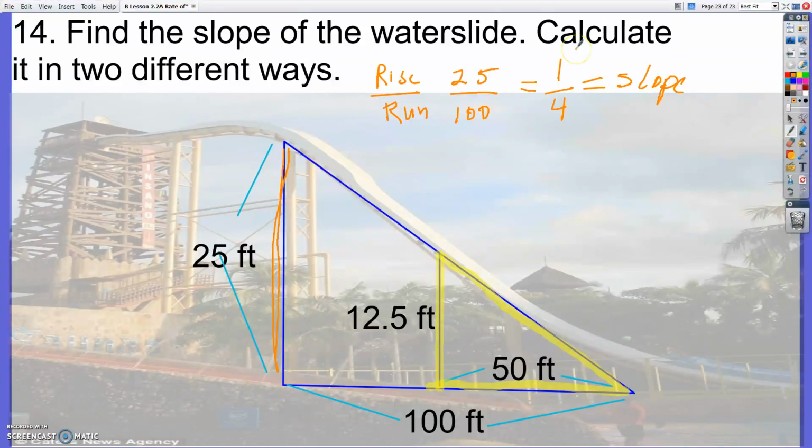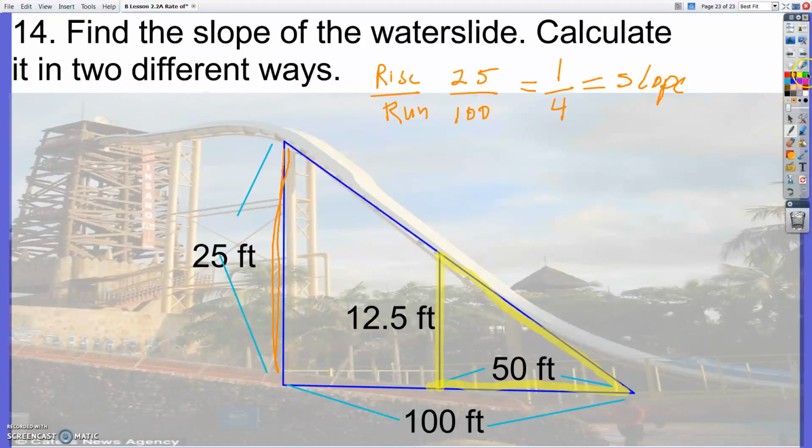Now remember, this is your rate of change. That's another way to say it, which is different from unit rate. We want to get in the habit of knowing the difference. Remember, unit rate goes up by 1, while slope or rate of change doesn't necessarily need to.